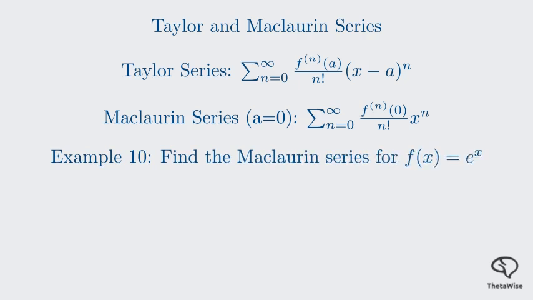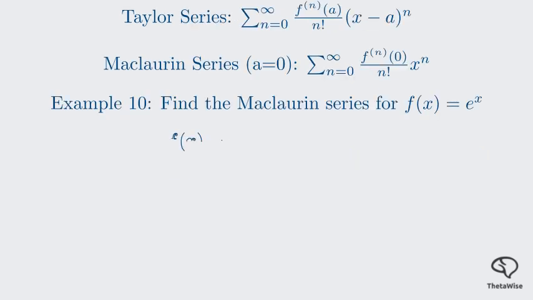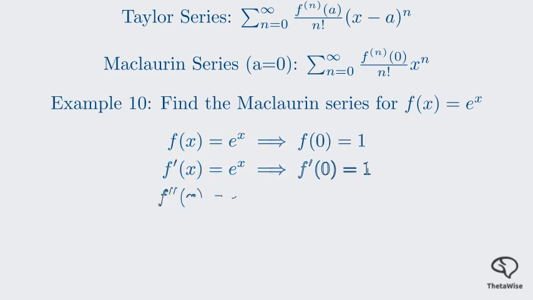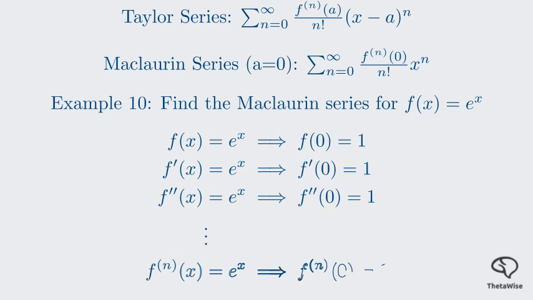We need to find the derivatives of f of x and evaluate them at x equals 0. The first derivative is e to the x, the second is e to the x, and so on. The n-th derivative is always e to the x. Evaluating at 0, we find that the n-th derivative at 0 is always 1. Now we plug this into the Maclaurin series formula.